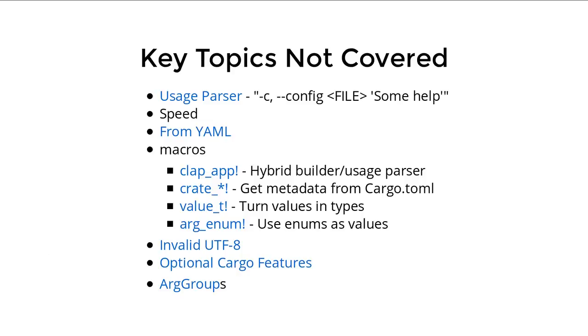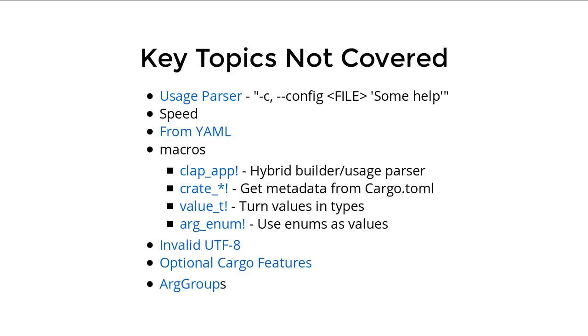Same thing with the validators. You can do OS string versions of validators. If you want to look through the documentation, anything with _os appended to it means it supports invalid UTF-8. The one other thing you'll have to do with invalid UTF-8 is, out of those app settings, there's one that says allow invalid UTF-8. You need to set that because otherwise Clap will panic if you didn't specifically set that.